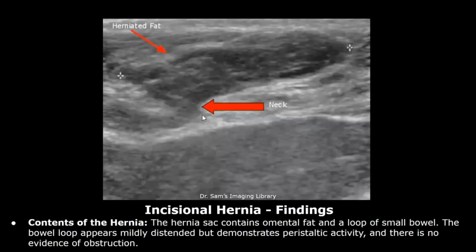Contents of the hernia. The hernia sac contains omental fat and a loop of small bowel. The bowel loop appears mildly distended but demonstrates peristaltic activity, and there is no evidence of obstruction.